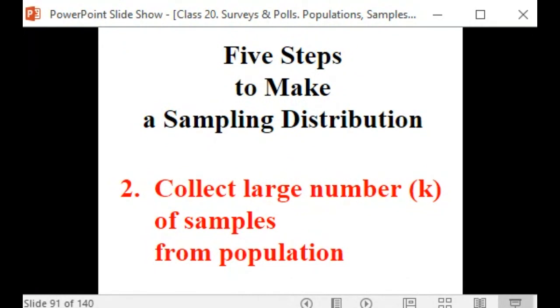Now, when we say K is a large number of samples, what's a large number? Well, we'll talk more about that in later lectures, but for now, K should be at least 700 samples and more if possible. So in the example we're using, we'll imagine that K equals 700.